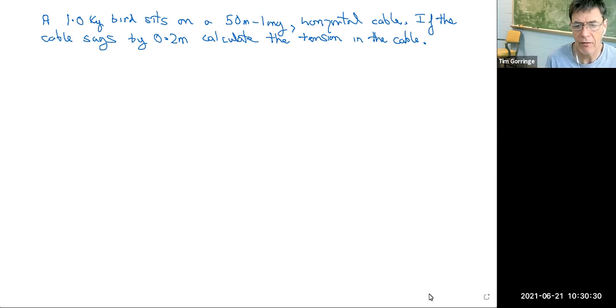And based on that information, the length of the cable, the sag of the cable, the bird's mass, we've got to figure out the tension in the cable. And to figure out the tension in the cable, this means analyzing the forces on the cable and understanding the equilibrium of the cable. Let me start by drawing a picture. So I'm going to draw the cable and the bird on the cable, and then I'm going to add the forces that are acting on the cable.